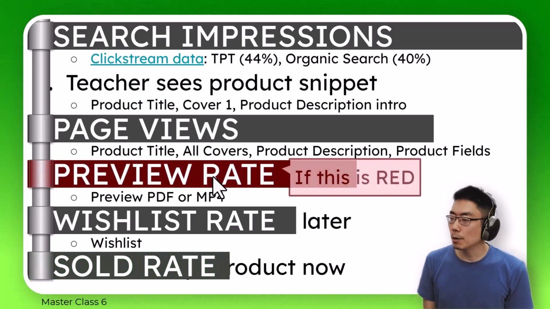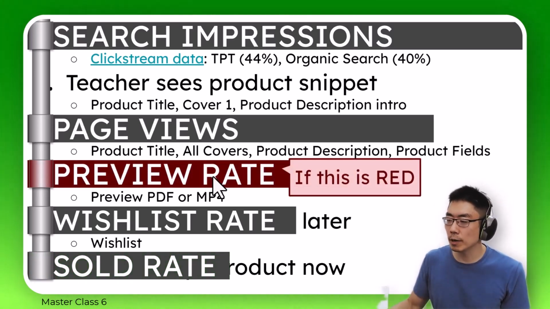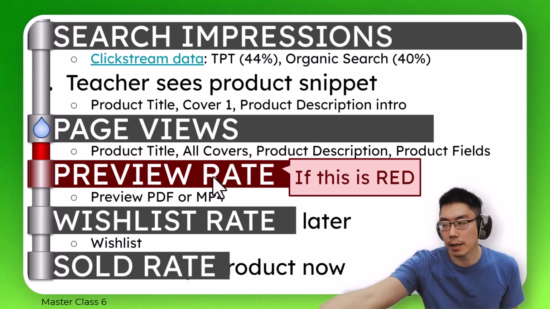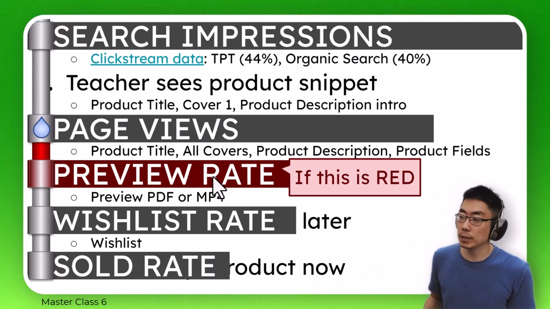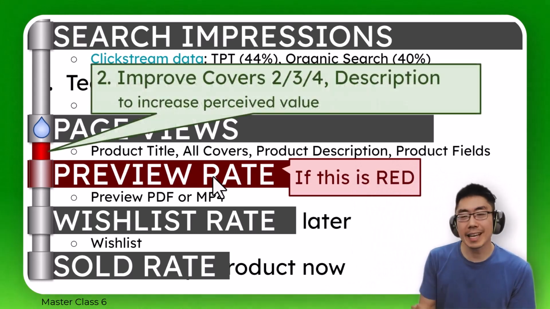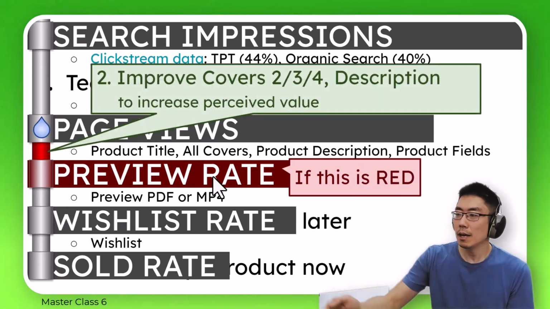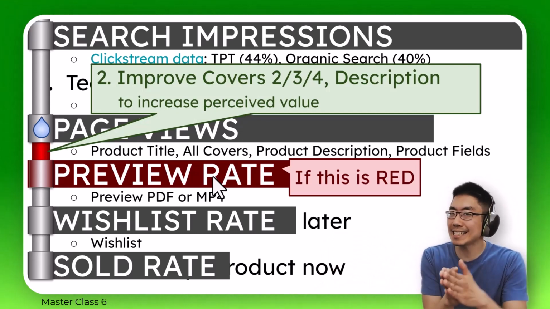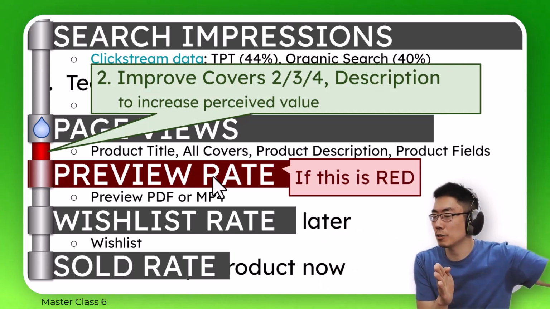What if your preview rate is red? Okay, if your preview rate is red, it means that people aren't looking at your preview. Well, why not? Maybe it's because there's a block in the step before in the pipe, which is the title, the cover, the descriptions, the product fields. So then the suggestion would be, okay, improve covers 2, 3, and 4, because those are the covers they can't see on the search snippet.